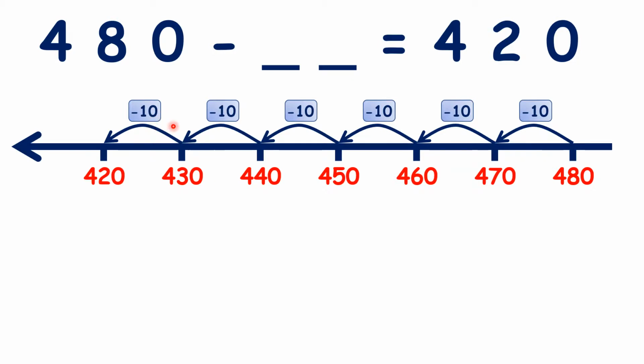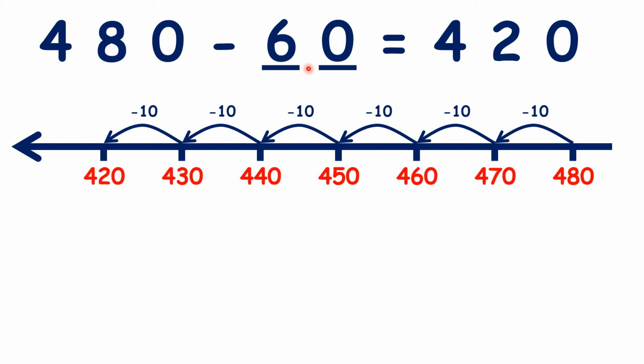So because 6 tens make 60, we know that 480 minus 60 is 420. So 60 is our missing number. But there's an easier way to get our missing number.